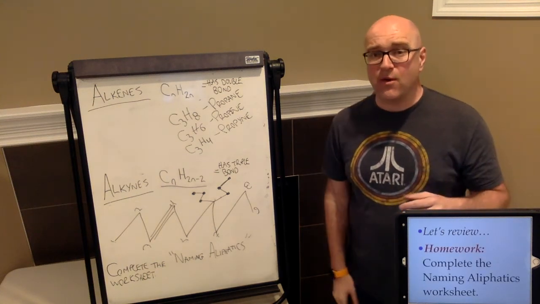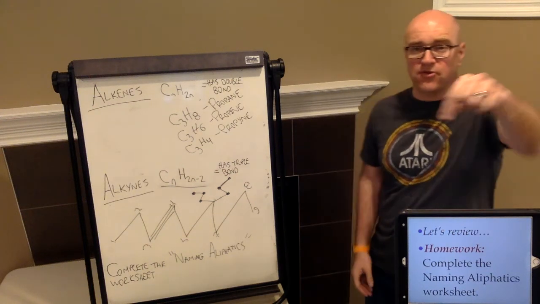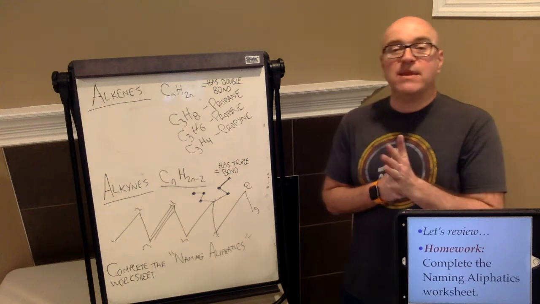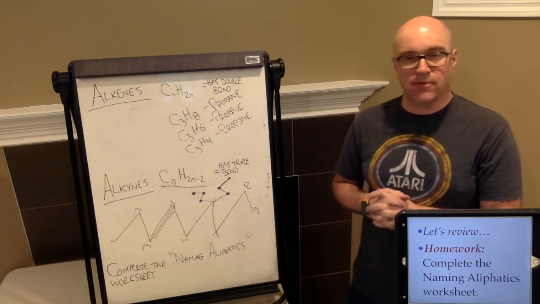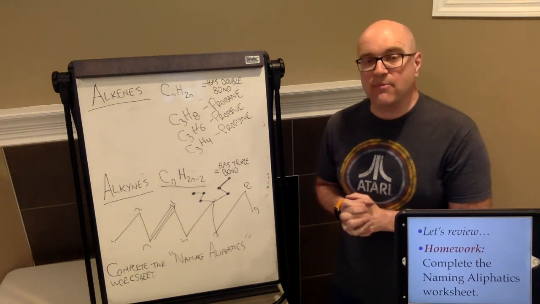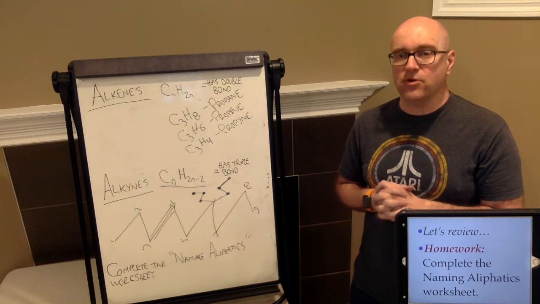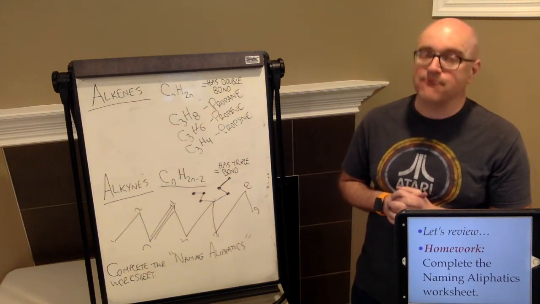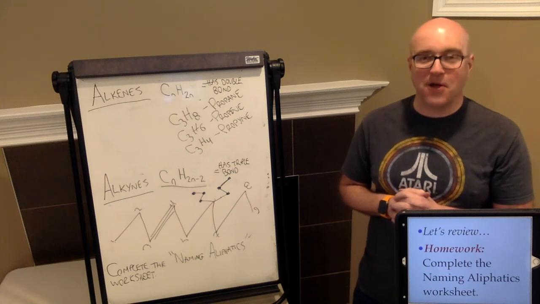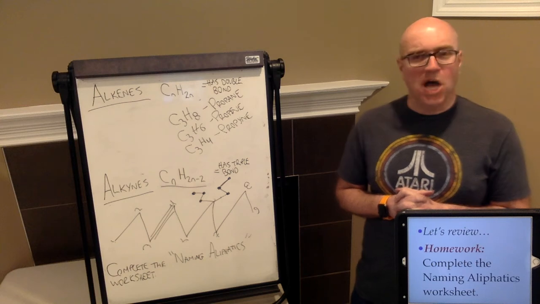How are you going to do that? Well, here's what you're going to do. You're going to complete a worksheet that I've got the link to below this video in the description, called Naming Aliphatics. It's going to have a bunch of different condensed formulas, some skeletal formulas, some names that you have to draw formulas for, a little bit of everything, just to see how well you can actually name your alkanes, alkenes, and alkynes. Easy for you to say. I've got a numb tongue or something today.